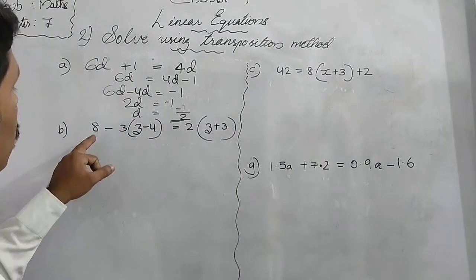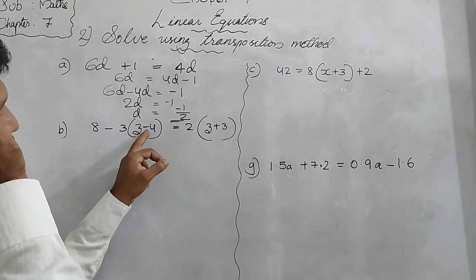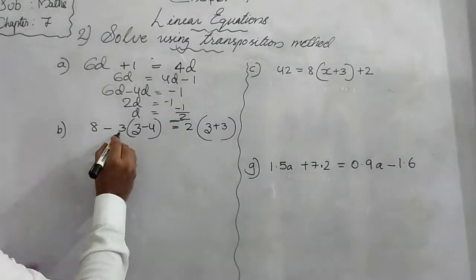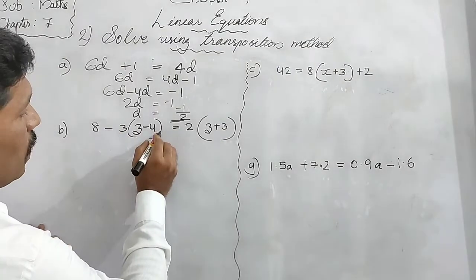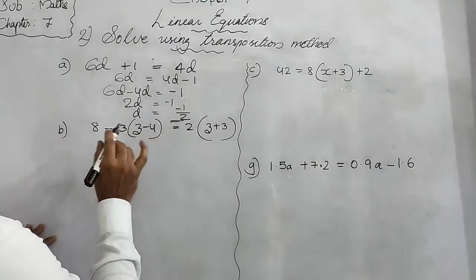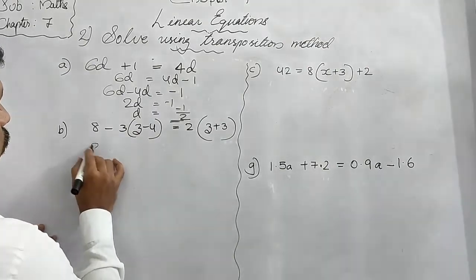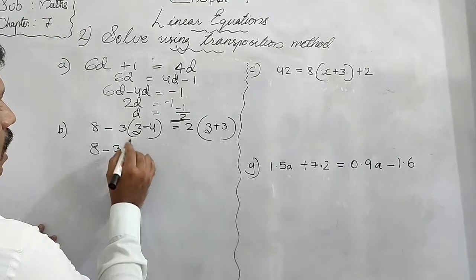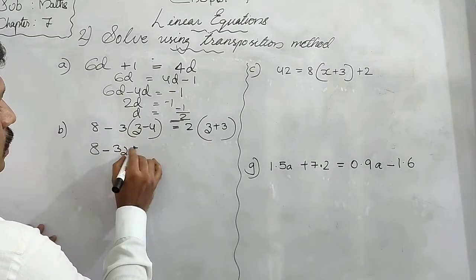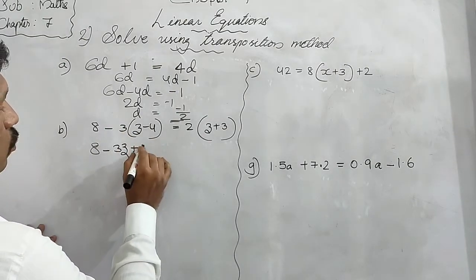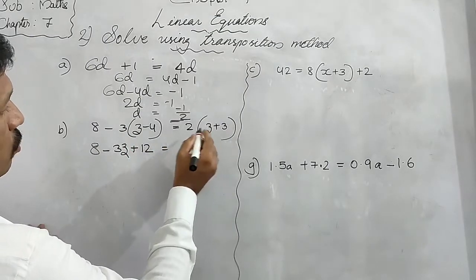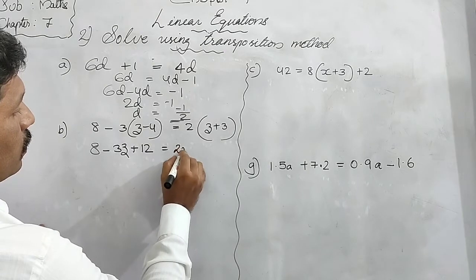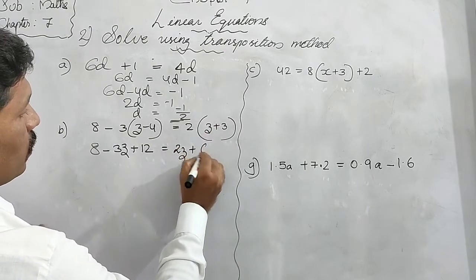Next question: 8 minus 3(z minus 4) is equal to 2(z plus 3). Here, what is written outside the bracket, we have to multiply first with what is written inside the bracket. So, negative 3 into z is negative 3z, and negative into negative changes to positive, and 3 fours are 12. Here also, just like that, we multiply: 2 into z is 2z, plus 2 into 3 is 6.